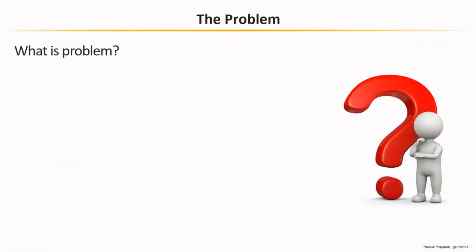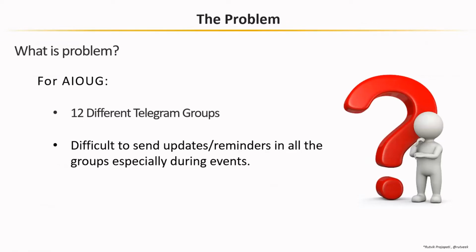So what is the problem? All in all, we have 12 different groups for different chapters. And sometimes it is very difficult to communicate to all the people. Why? Because before COVID, we generally used to send event reminders and upcoming event notifications in the local chapters. But after COVID, we moved to online webinars and we are active there.